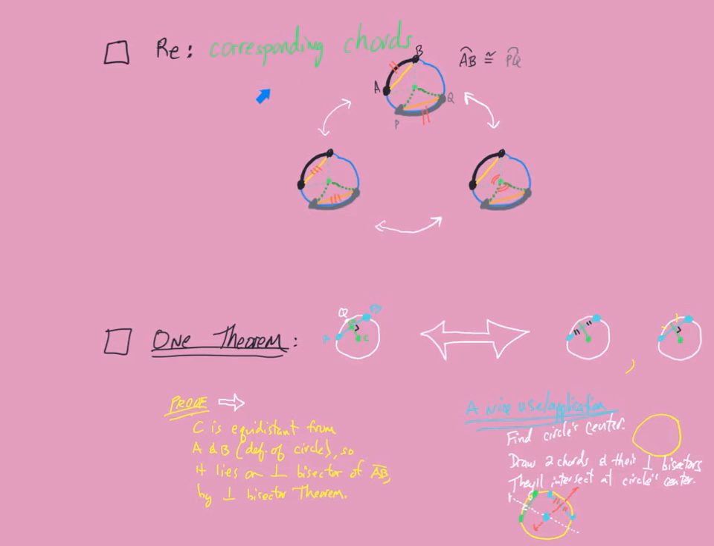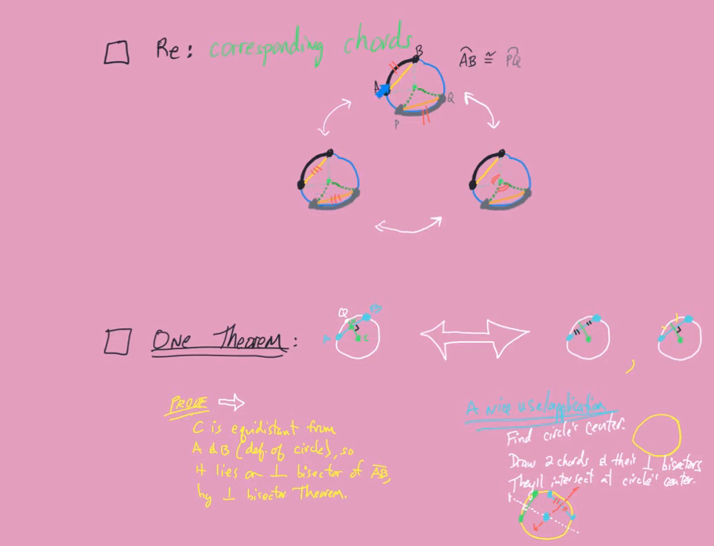Okay, what about arcs and how they relate to their corresponding chords? If you look at this picture, in black we have arc AB and the corresponding chord, which is the segment with the same endpoints. If the black arc and the gray arc are congruent, then we know that those corresponding chords will be congruent.